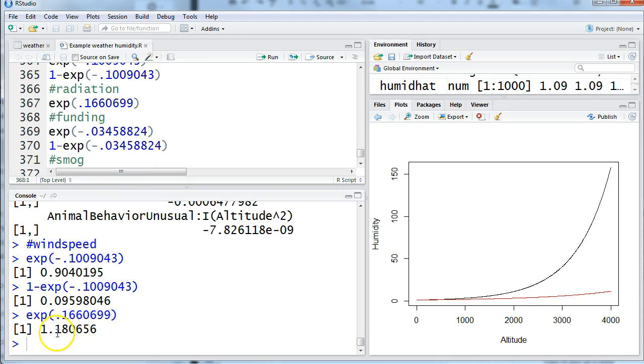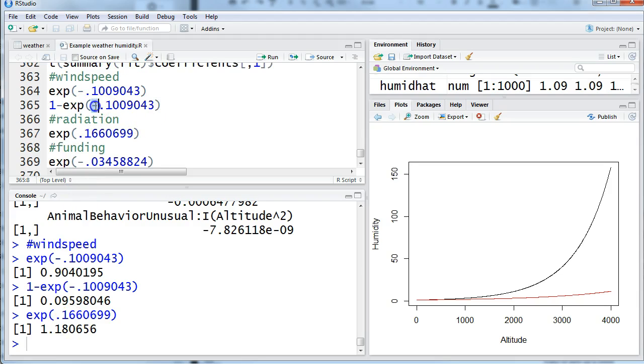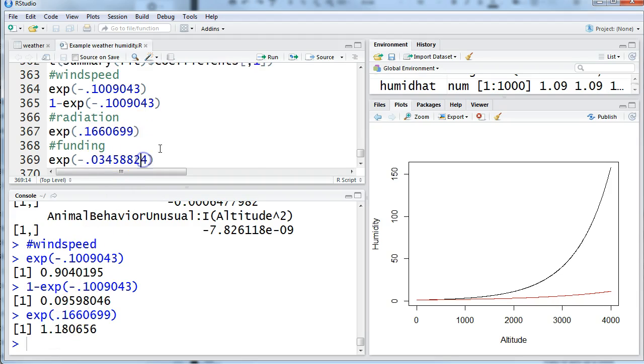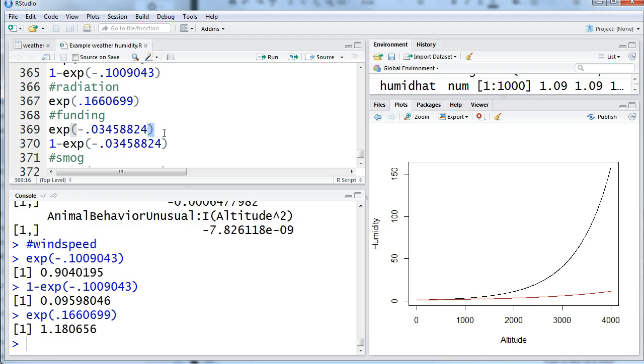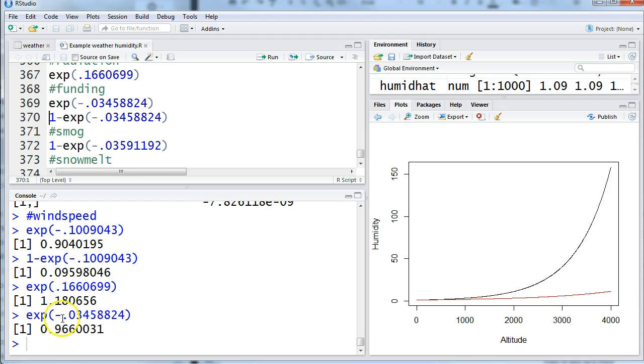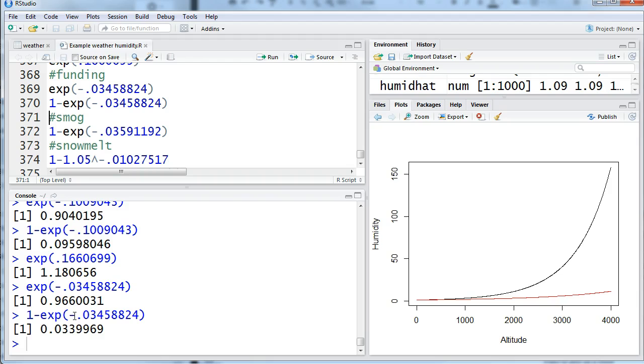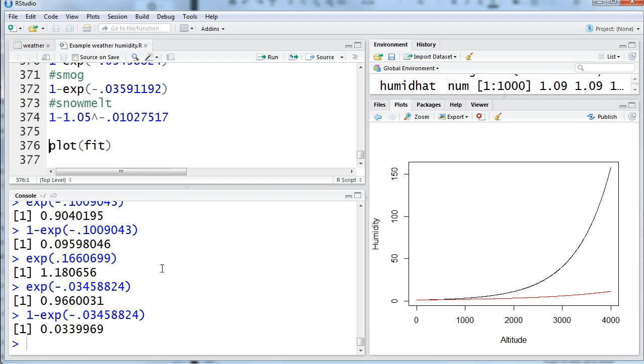Radiation is an 18% increase. Why increase? Well, you can see this one has a negative slope, this one has a positive slope, so of course it's going to be increasing. How much? 18%. Funding is negative, so it's going to be decreasing. How much is it decreasing? Well, it's 96% less each time, slightly more than 96. So it's a 3.39% drop. And smog and snowmelt, and I did all these.